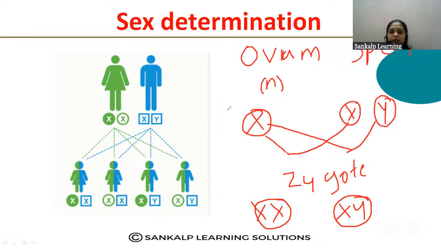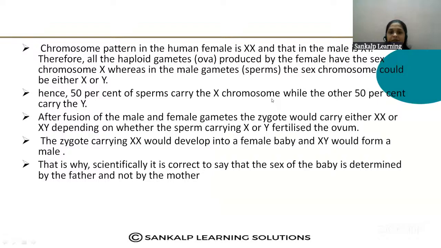So here, females always produce the ovum containing the X chromosome, and the sperm may contain the X chromosome or the Y chromosome. There is a 50% chance of X chromosome and Y chromosome in sperm. They ask this in 3-mark or 4-mark questions: write a note on sex determination in humans. How is sex determined in humans?